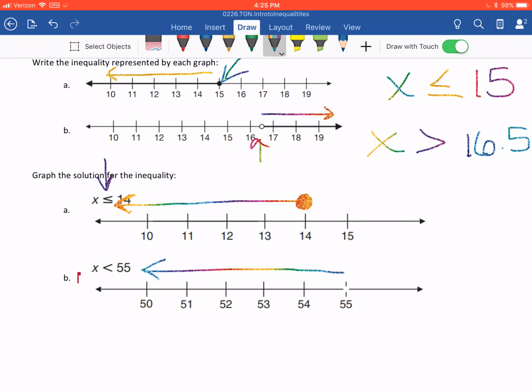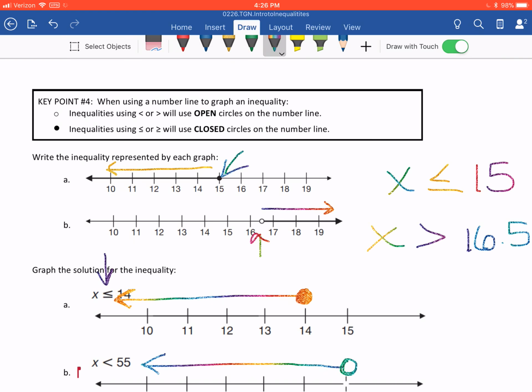Now I need to ask myself, is 55 going to be included in my solution set? Yes or no? Nope, it's not included because x needs to be less. So right where I see 55, I need an open circle. An open circle, because 55 is not included.